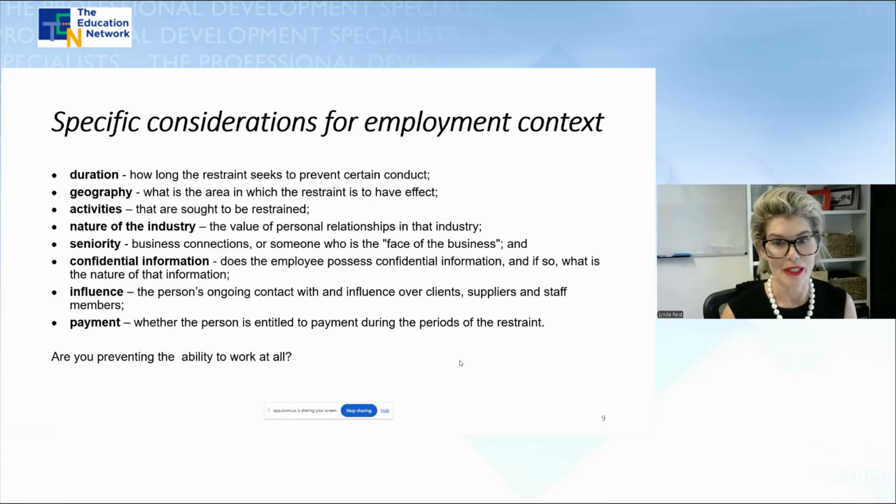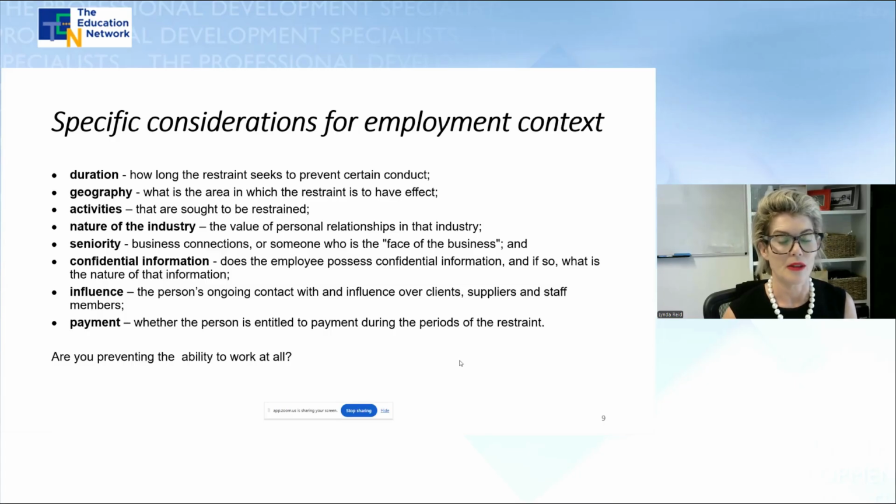Payment is also really important. So am I seeking to restrain somebody for the next 2 years when I'm only going to give them 2 months severance, or notice payout? Is that reasonable? Am I seeking to prevent them from feeding their family or being able to pay the rent, when I'm seeking to restrain them for a period, but I'm not really willing to offer any kind of monetary or financial compensation for them to be sitting on their hands for that length of time?